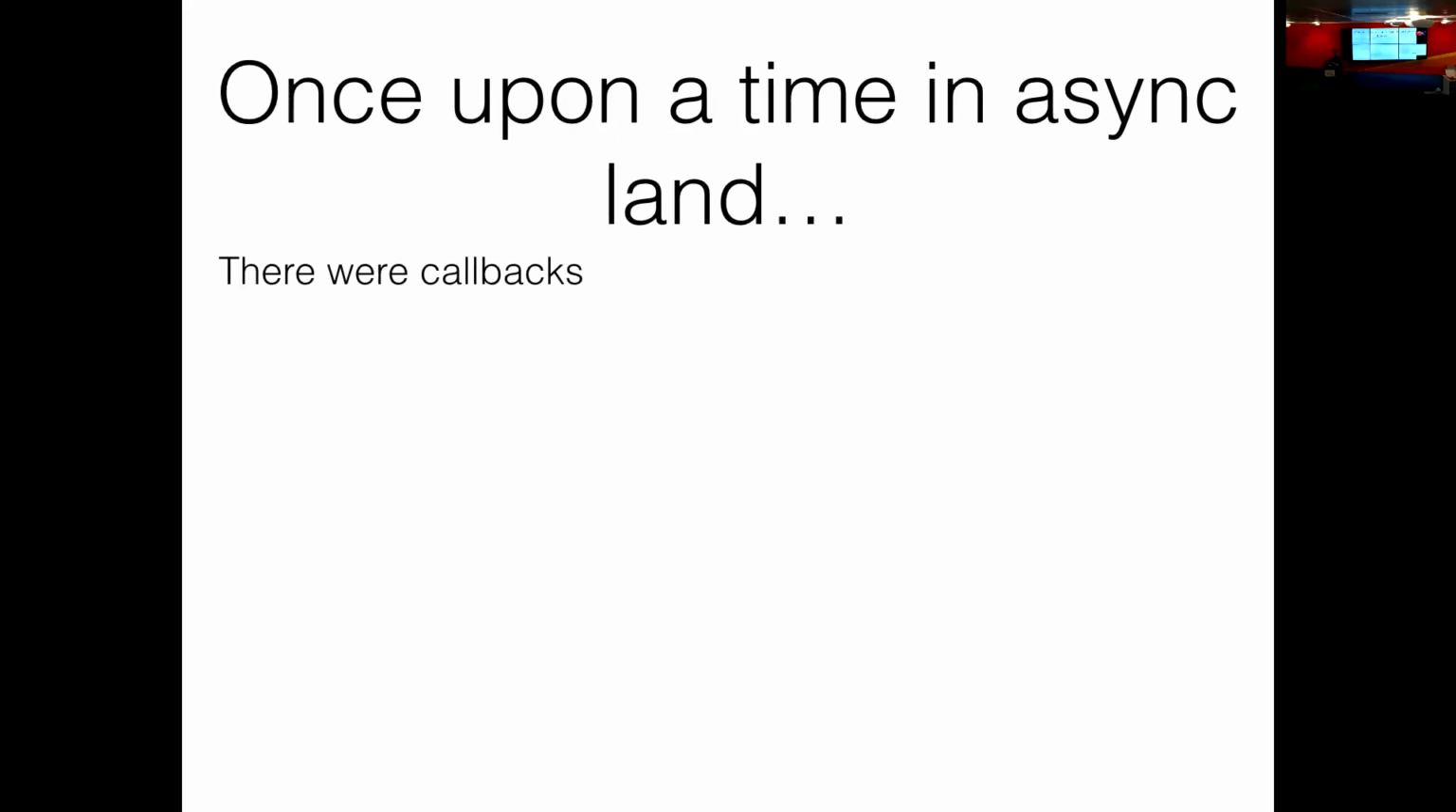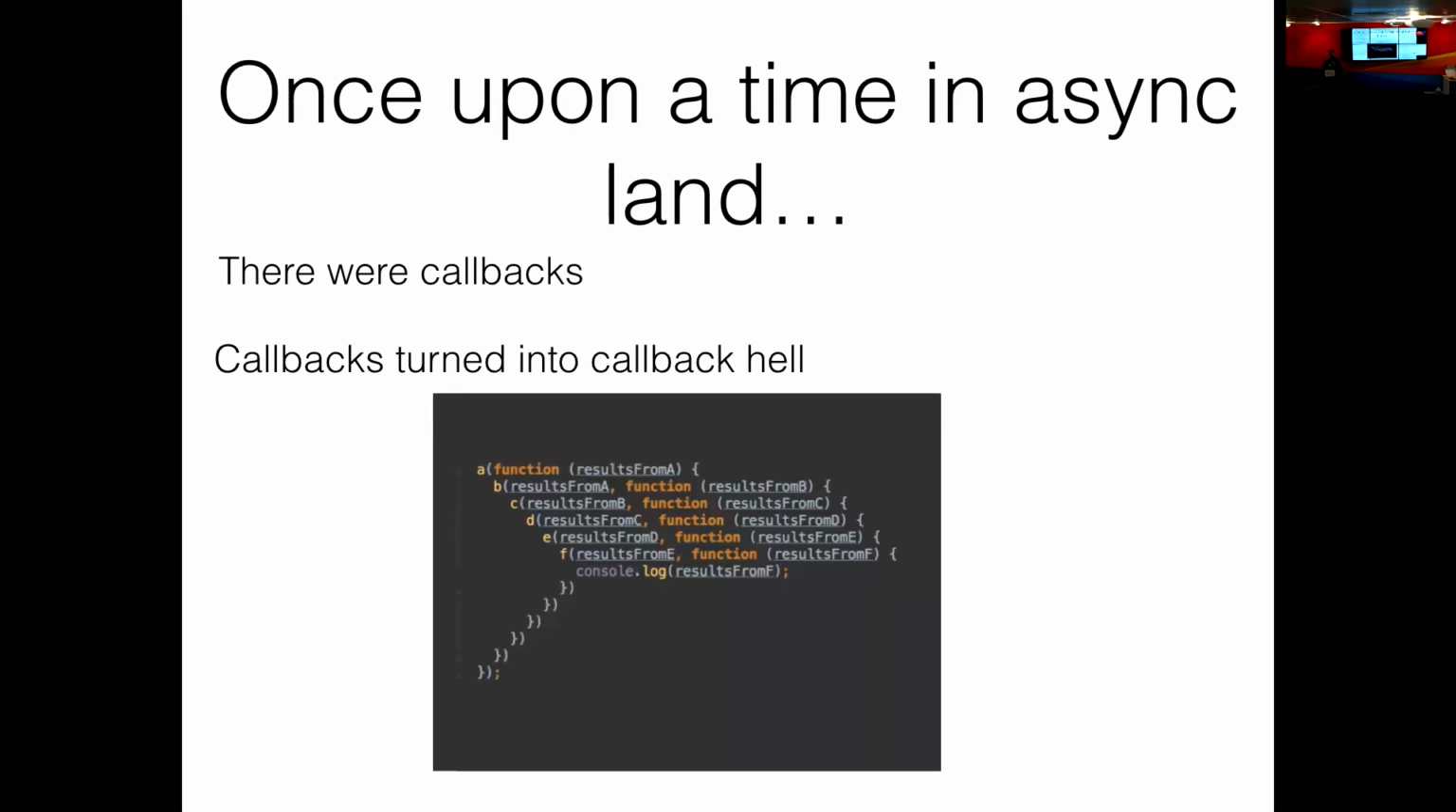So once upon a time in async land, there were callbacks, and those led to callback hell. So as you can see, we don't have a problem when we're dealing with just one async call and one callback method. But suddenly we have 4 or 5 calls that are dependent upon each other, and that's when we reach this callback hell. Let's ponder that one for a second. This hurts, right? Yes, we've seen this, and we hate it.